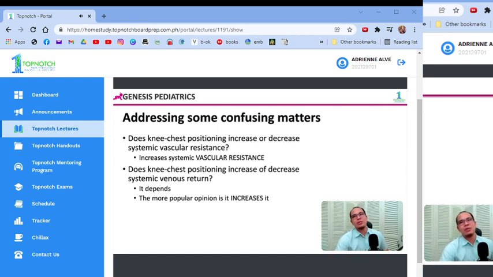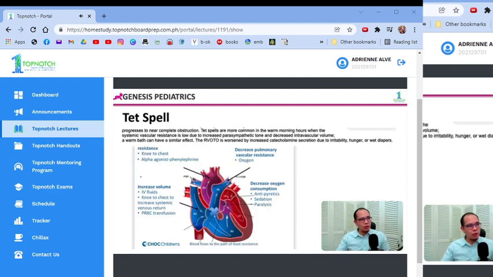Guys, for the board exam and what is taught to you in med school, it's better to stick to the knowledge na yung SVR is traditionally and more commonly it's systemic vascular resistance. It's not the venous return. Okay? And when they ask you if knee chest increases or decreases your venous return, the safer answer for the board is that it increases it. Okay? And this is what you will find. Okay? What you will find in most textbooks.